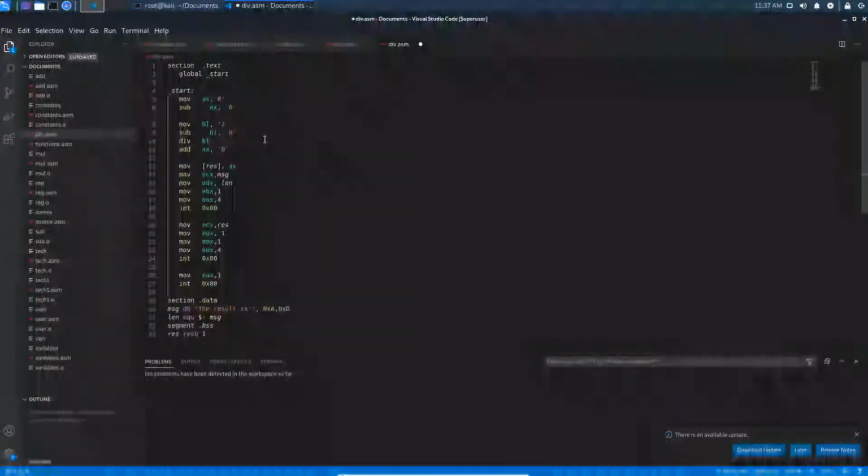Let's come to division. Here also it is the same thing: defining two variables in the AX register or AL register, and the second operand in the BL register, then dividing the operand in AL by BL, and then adding 0 to AX to convert binary to ASCII format. The remaining process is the same.